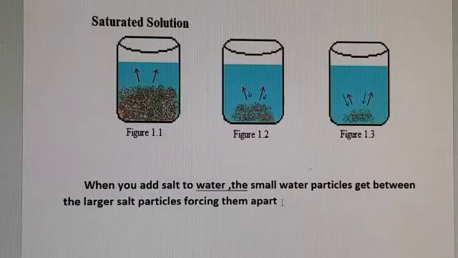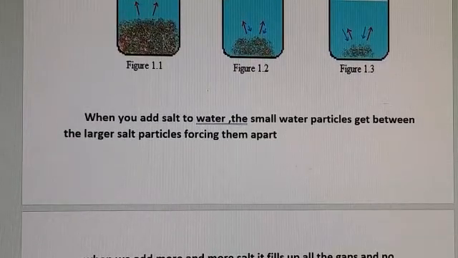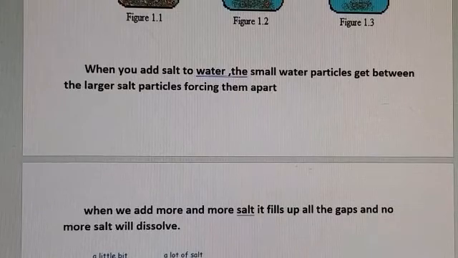When the salt gets into the water, it dissolves. But on the other hand, when we add more and more salt, this salt fills up the gaps inside the water, and the extra quantity of salt cannot be dissolved because there is no gap inside the water. At that time it forms a saturated solution. When the gaps inside the water are filled up by the salt, the extra quantities of salt remain behind. It settles down at the bottom of the glass. That is called a saturated solution.